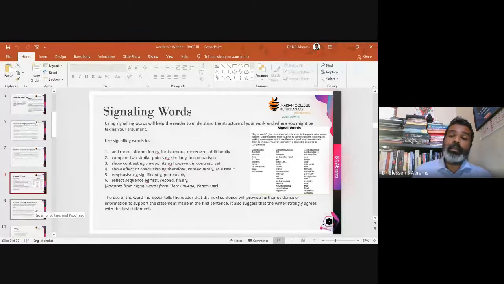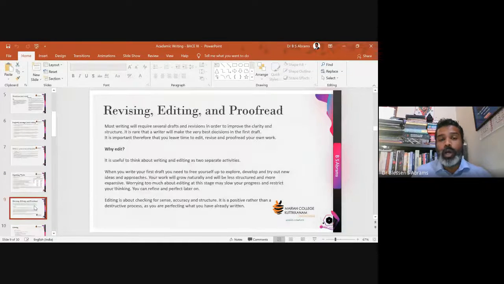And the final thing, as we discussed in the initial session, is always rereading or proofreading or revising. So revising, editing, and proofreading is very important as well. It is one of the essential parts when it comes to preparing a final draft of your essay. Most writing will require several drafts and revisions in order to improve the clarity and structure. It is rare that a writer will make the very best decisions in the first draft.